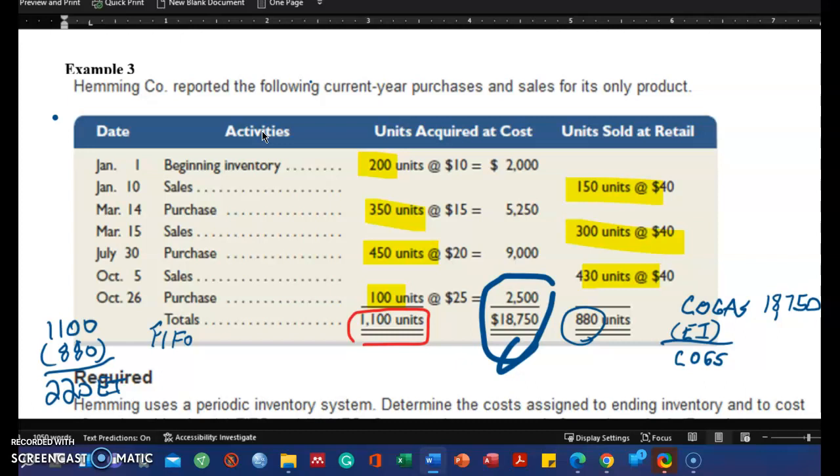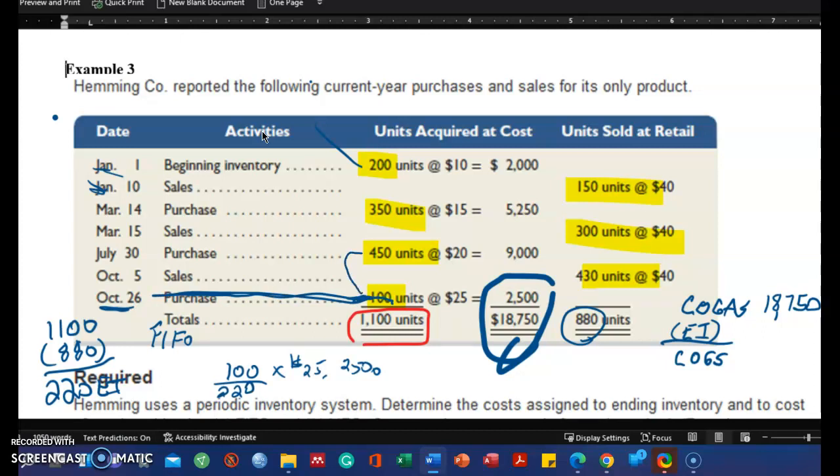So FIFO, we know that according to FIFO the beginning inventory units were sold well before ending. So for FIFO, we always start at the end, the most recent purchase, which is October 26, not January 1. All right, so that means we have 100 units at $25 a unit for a total of 2,500. But keep in mind, this needs to add up to be 220. So this is all of that layer, and we're done with that layer.